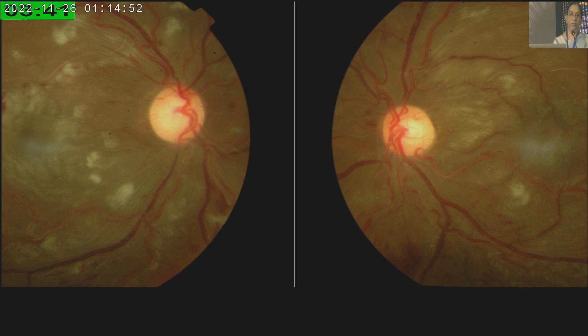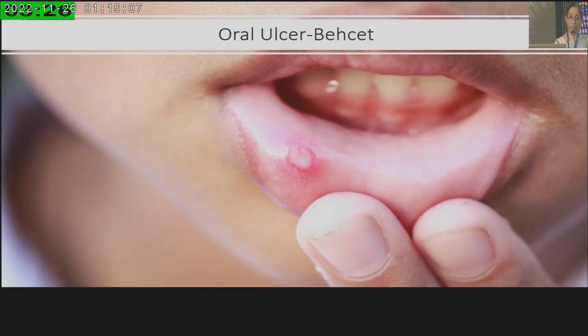SLE's most devastating complications happen when you get a retinopathy. This is occlusive vasculitis. And it's important to recognize this because this actually correlates with the disease activity in the body and indicates a bad prognosis for the patient.